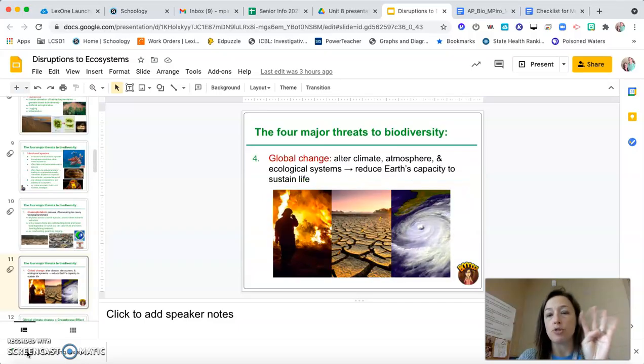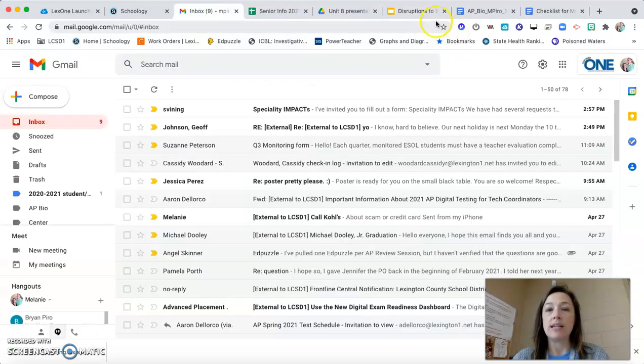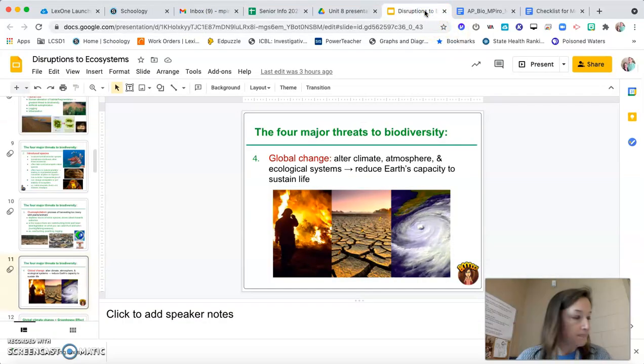And then number 4 is global change. So global change can be changes in the climate or the atmosphere, or just the ecosystem in general. And most ecosystems are set up to support life, and when you disrupt that, you disrupt that balance, and they may not be able to support the same types of life or the amount of life as before. One example of this is desertification, where we have land that is becoming more desert-like. And as it becomes more desert-like, it of course can't support as much life because it doesn't have the water and the food and those kinds of things that it needs for life.